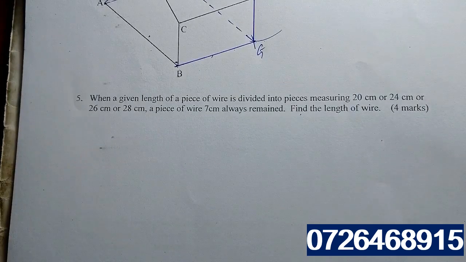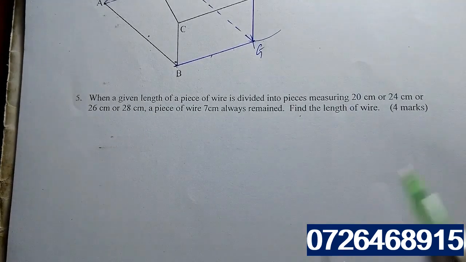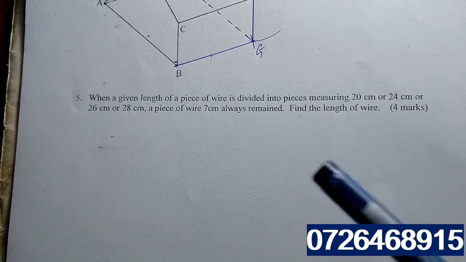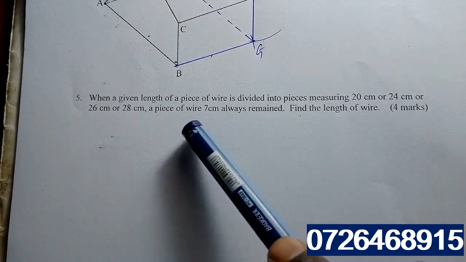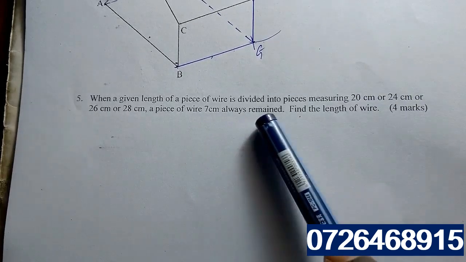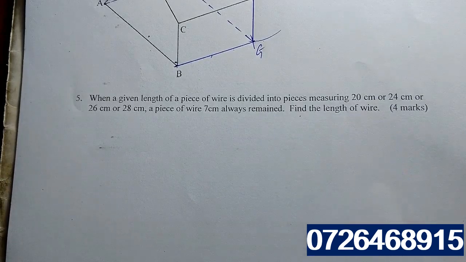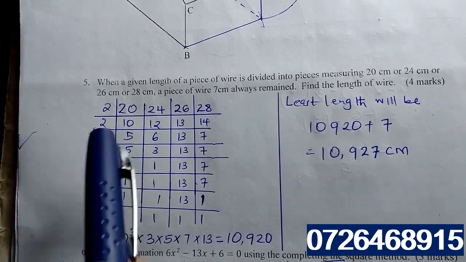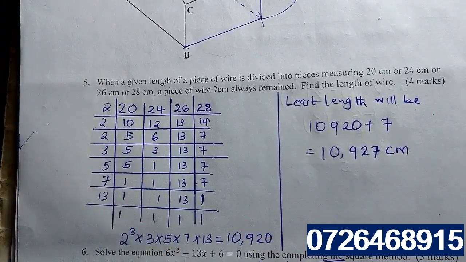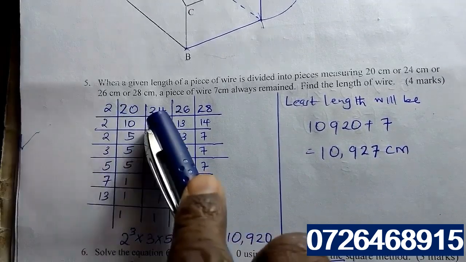A piece of wire is divided into pieces measuring 20, 24, 26, 28 centimeters, and 7 centimeters always remains. Find the length of the wire. So hapa you are supposed to get the LCM and then add 7. So get the LCM of all of them. That is, tunaweka 20, 24, 26, 28.